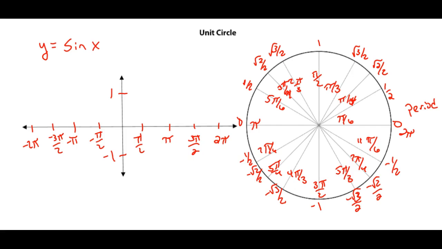Let's change colors here. Let's go to purple. So at 0, when the angle is 0, our y value is 0. When we get to pi over 2, our y value is 1. When we get to pi, we're back down to 0. When we get to 3 pi over 2, we're down to negative 1. And when we get to 2 pi, we're back to 0. So our graph will look like this.